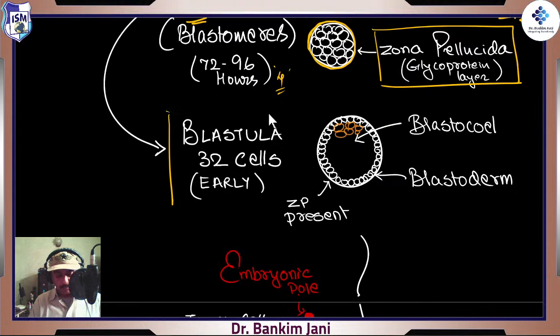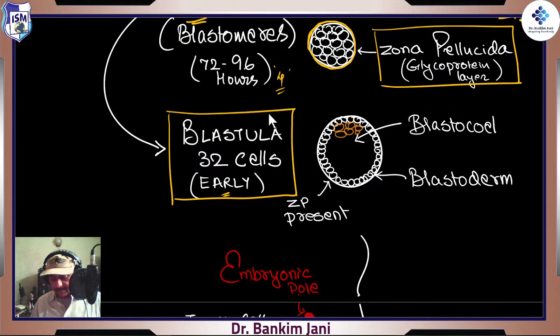In blastula, there are two stages. One is the early stage, second is the late stage. In the early stage, the zona pellucida is still present. But those cells, which were in a full ball, start moving towards one end. See, they are moving towards one end. And then there is the formation of the blastocoel.